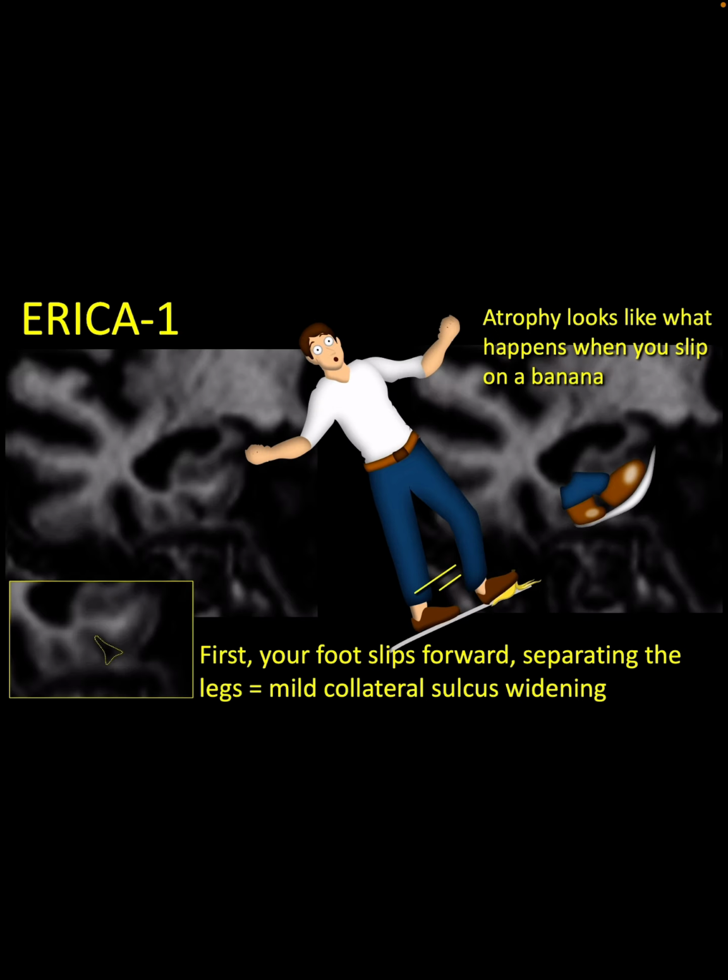Now, when you get entorhinal cortex atrophy, it begins to look like the feet slip, kind of like when you're walking and you slip on a banana. So, in the most mild case, your front foot just slips a little bit and you kind of feel like, whoa, and your legs separate a little bit, but nothing too bad happens. So the same with the entorhinal cortex. If there's just mild volume loss, the volume loss widens the collateral sulcus here, so it looks like the legs are just a little bit spread out. And this is an ERICA score of 1, just a little bit of spreading of the legs.